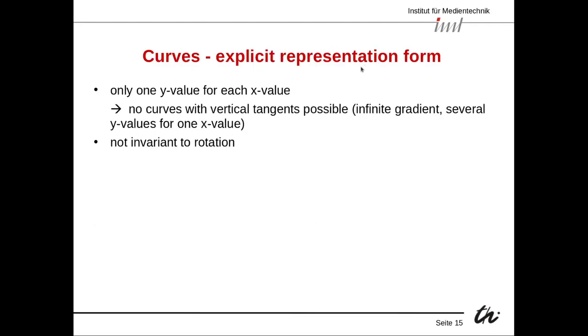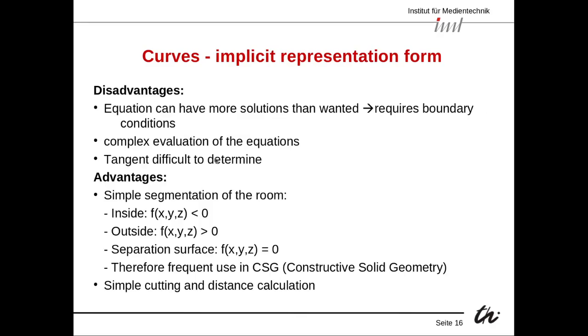So for the explicit representation we have only one y value for each x value. That means there are no curves with vertical tangents possible, which means several y values for one x value. So that's the problem. It depends on the coordinate axis. And that also means it's not invariant to rotation, which is bad for computer graphics. So that's not so good.